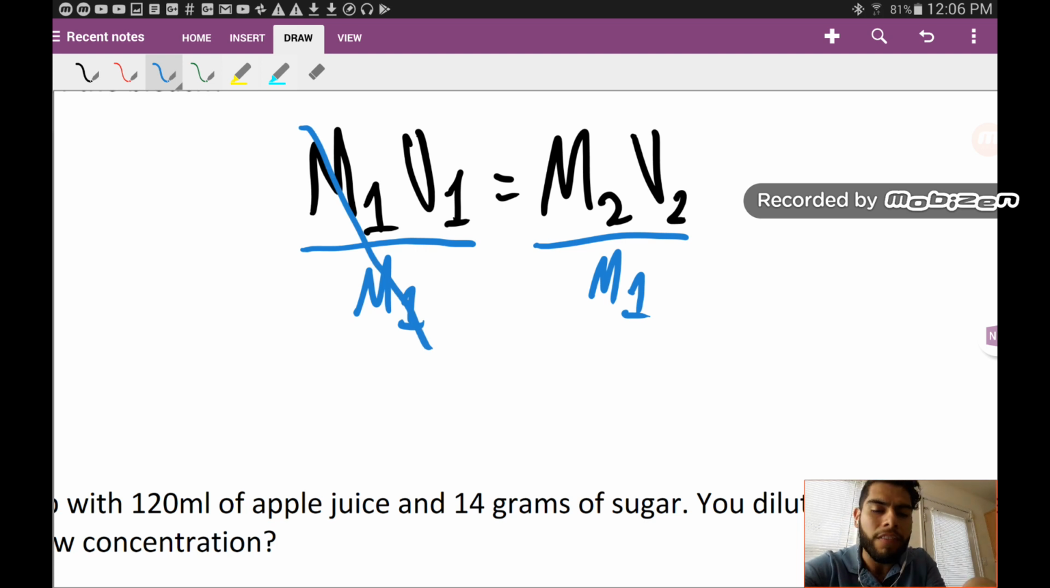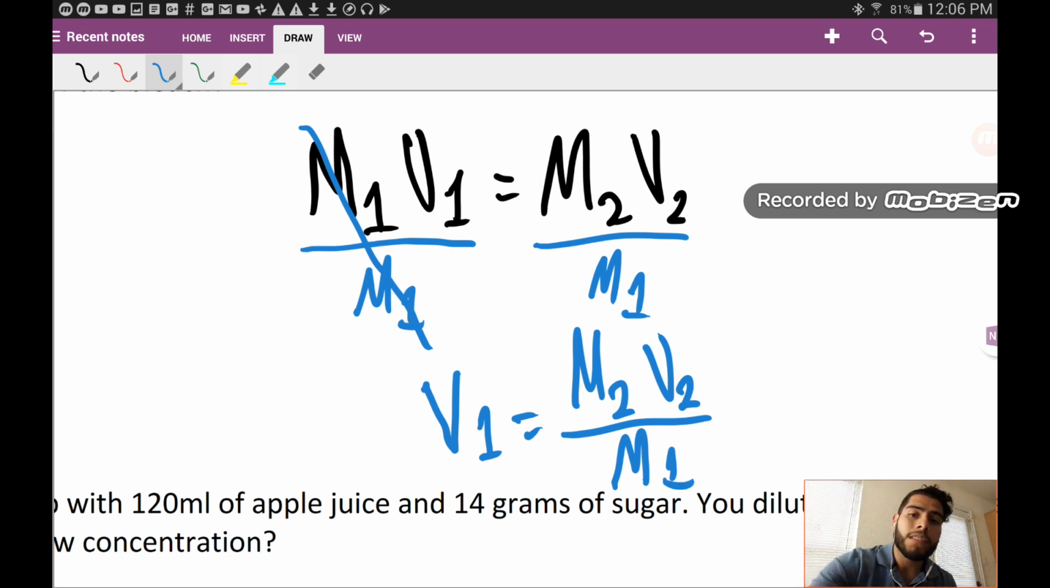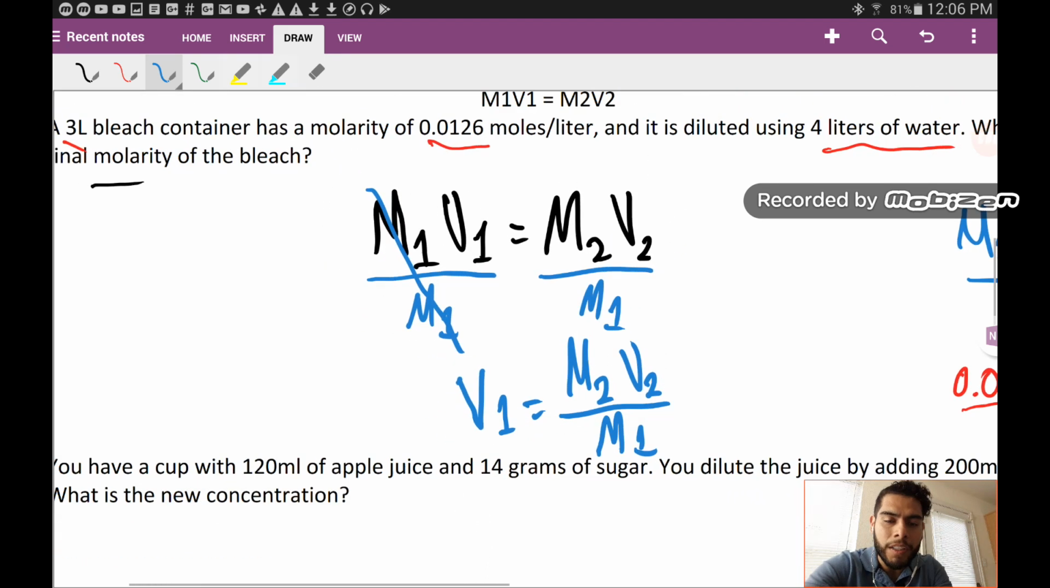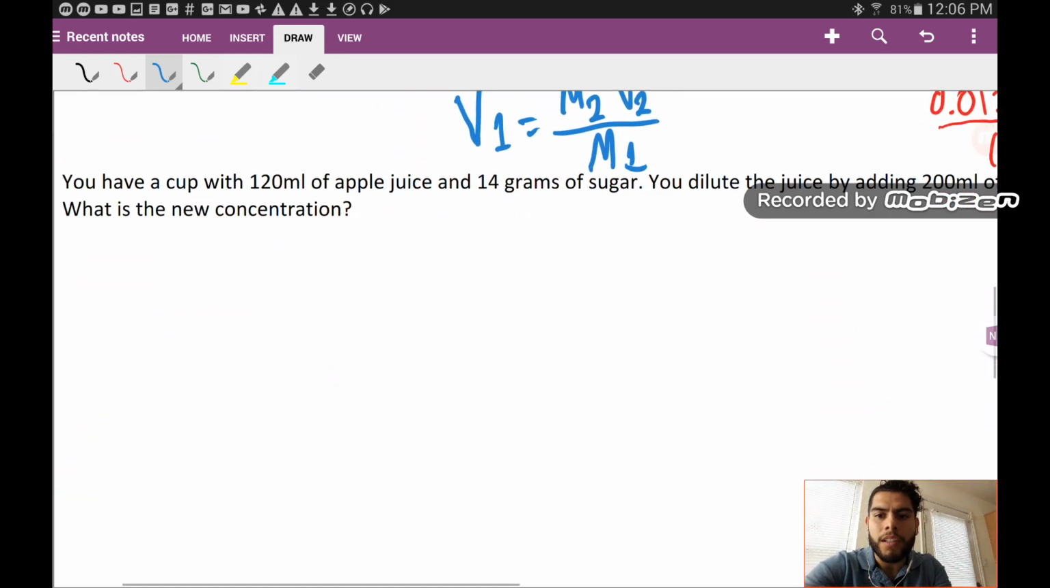And M1 divided by M1 equals 1. You end up with volume 1 equals molarity 2 times volume 2 divided by molarity 1. That's just another way of solving. That will be a different way to solve. You guys need to know how to solve for equations. Okay, so let's look at the next problem.